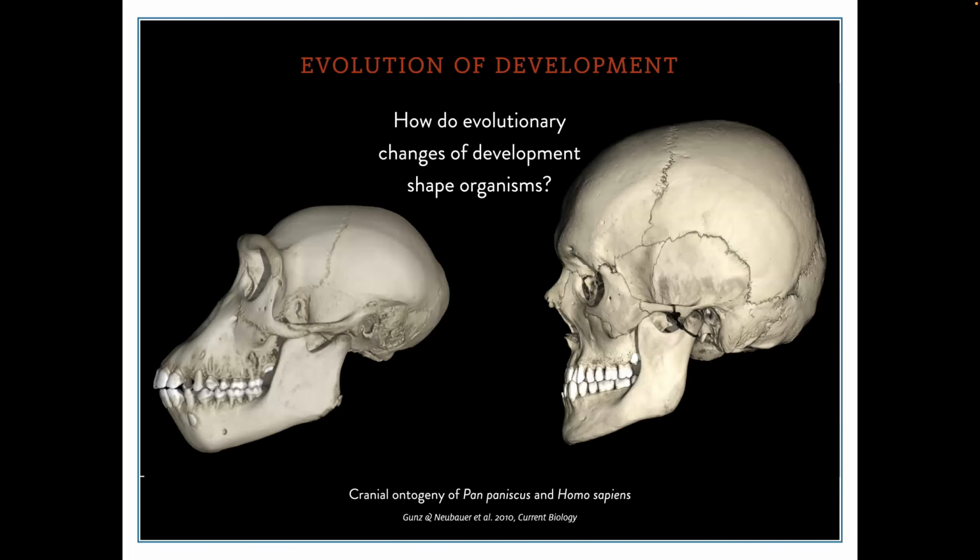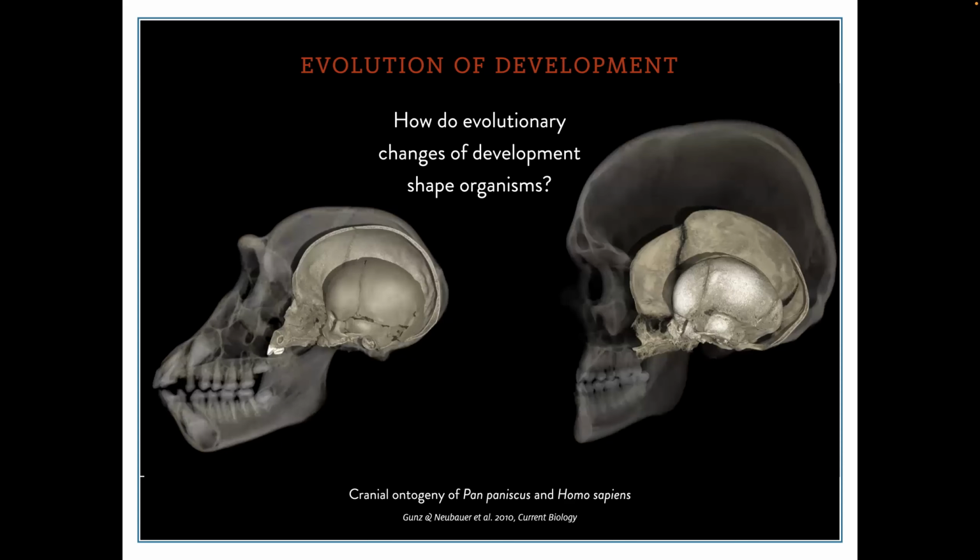And the main theme of my research is trying to understand how evolutionary changes of development shape organisms. And I want to basically reverse engineer in a sequence of pictures the ontogenetic differences that lead to the shape differences that we see in bonobos on the left-hand side and modern humans on the right-hand side. So as adults, they look very different. I think this is no surprise to you.